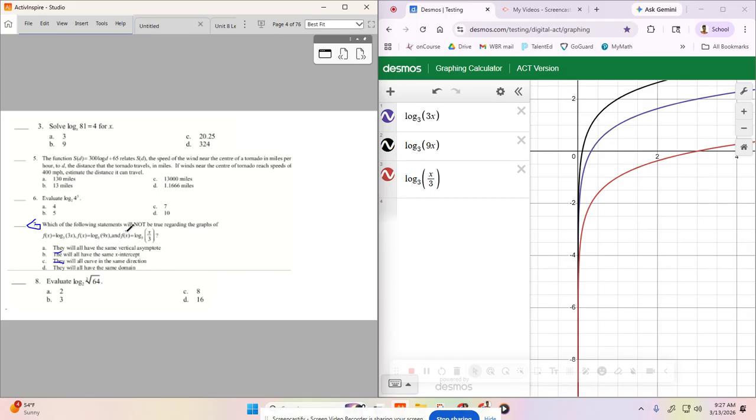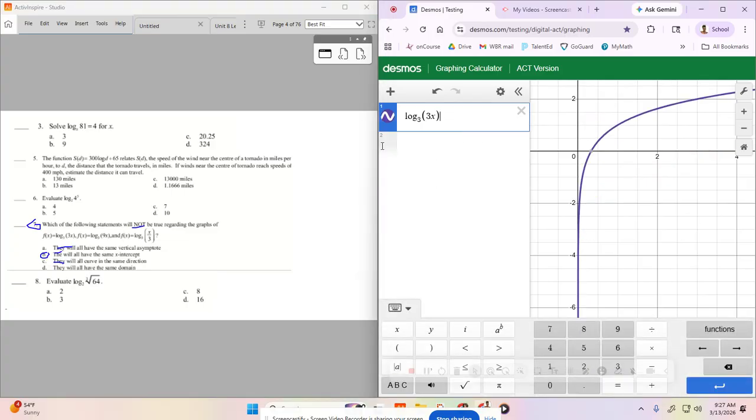It's asking me which statement will not be true. So they do have the same vertical asymptote. They don't have the same x-intercept. They have the same curve direction, and they do have the same domain. All right, next one.